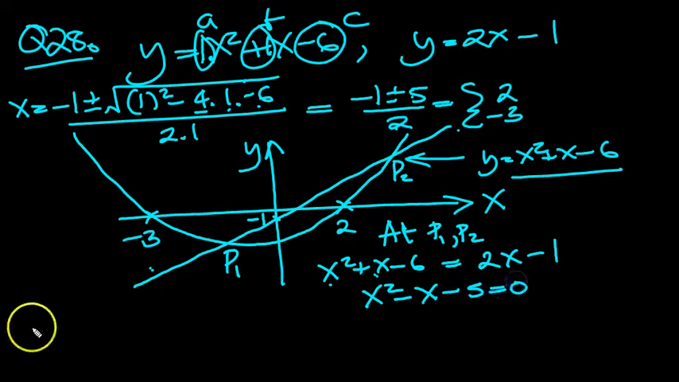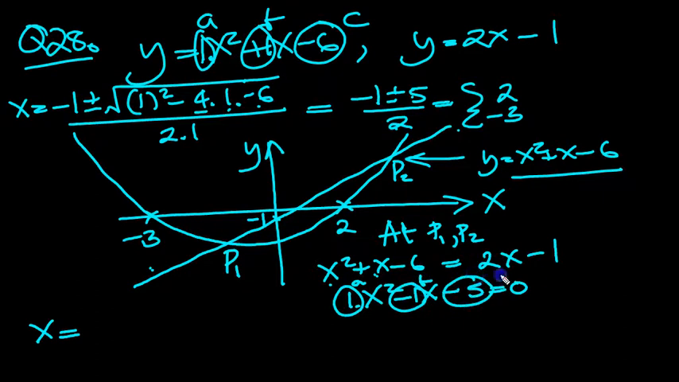There we go. So this again, I'll use the formula because it's just a simple process. So it's minus b. I'm going to just write it down. A is 1. B is minus 1, agreed. And C is minus 5.